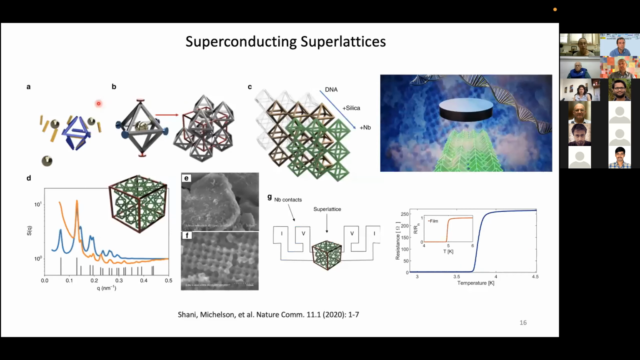So we show that this type of approach, for example, can be used to create three-dimensional superconducting structures where we can coat, in collaboration with Professor Sharun from Bar-Ilan, niobium on the top of this, and essentially form a kind of three-dimensional superconductor nanostructured material.